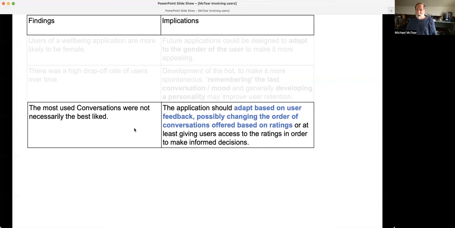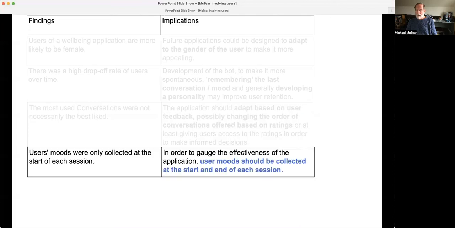There was a conflict between those conversations that were the most used and those that were not necessarily the best liked. So again, there was the suggestion of more adaptation based on what the user feedback would say. That might involve then changing the order of the conversation. Again, that's quite a complex thing to do in terms of developing much more flexible stories, but it is actually still possible to implement that within the RASA system.